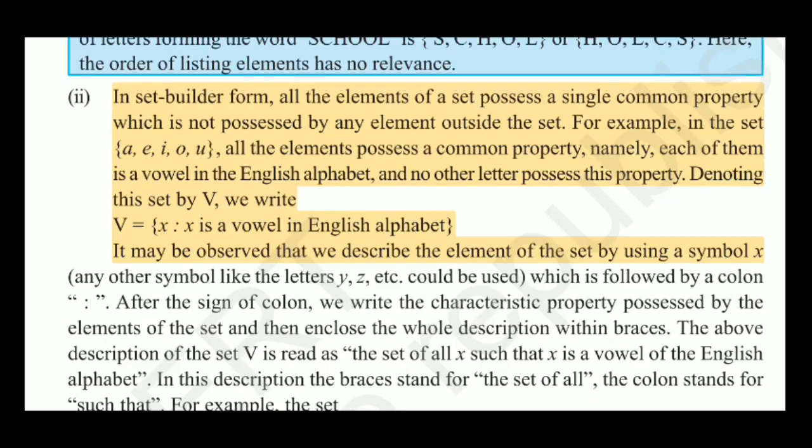For example, in the set here you can see A, E, I, O, U, which they have given in roster form. But what is the common property of all the elements? Each of them is a vowel in the English alphabet. So how can we represent this set in set builder form? See, V = {x : x is a vowel in the English alphabet}.